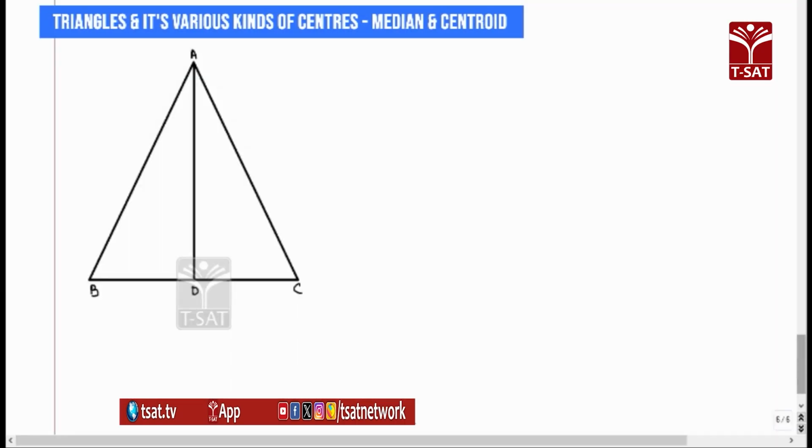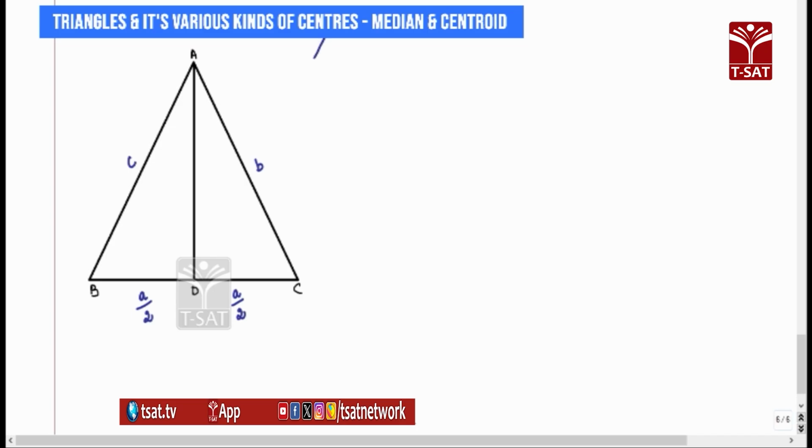Triangle ABC, the side which is opposite to A, we take it as a, and D is the midpoint. Therefore, the length of BD becomes a by 2, the length of DC becomes a by 2. The side which is opposite to angle C, we will take it as length c. The side which is opposite to angle B, we take it as length b. So, AB is equal to c, AC is equal to b.